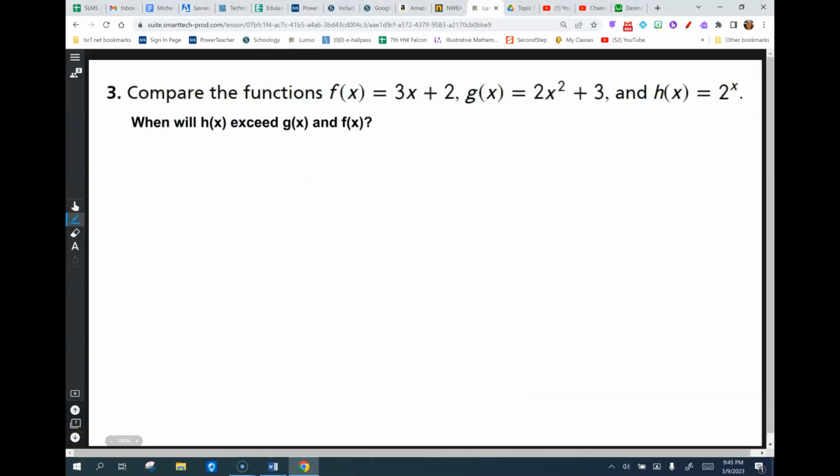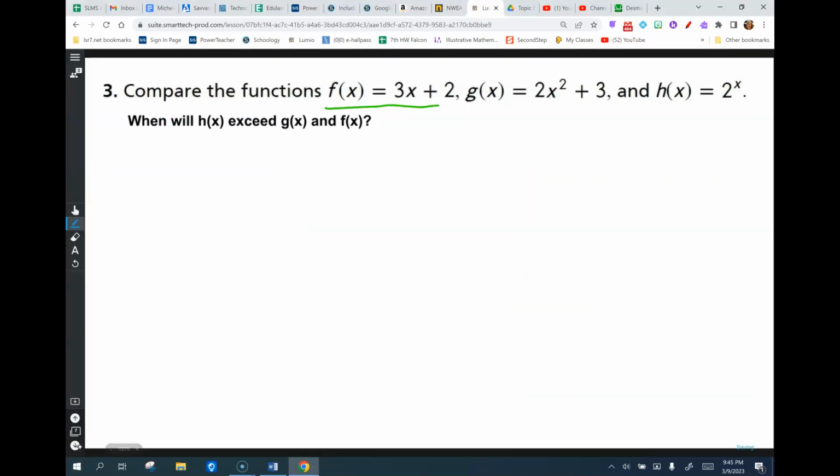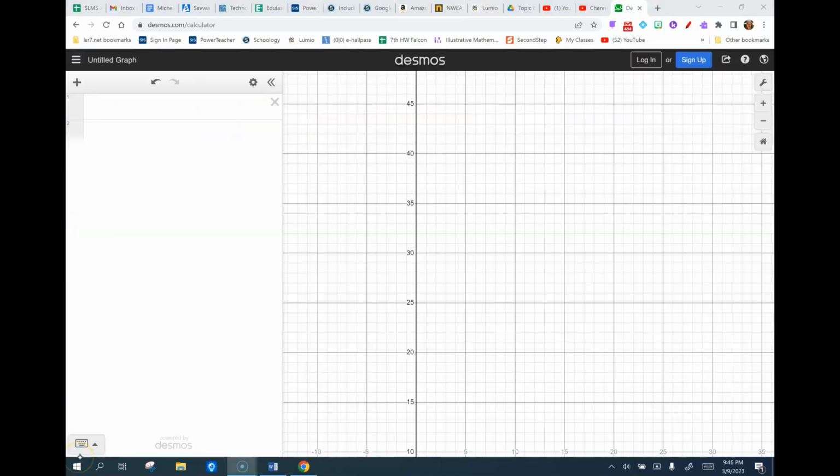So now we're going to take these three functions and we're just going to graph them and find out when does h exceed g and f. Okay, let's go back out to Desmos and graph these. Okay, so here we go.